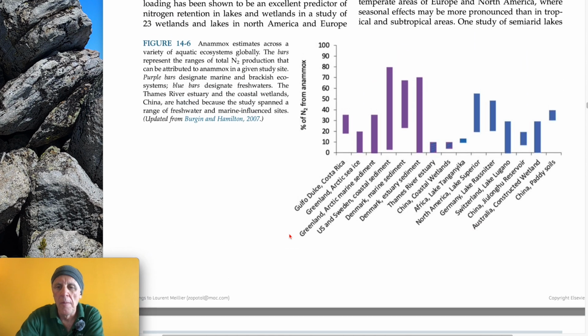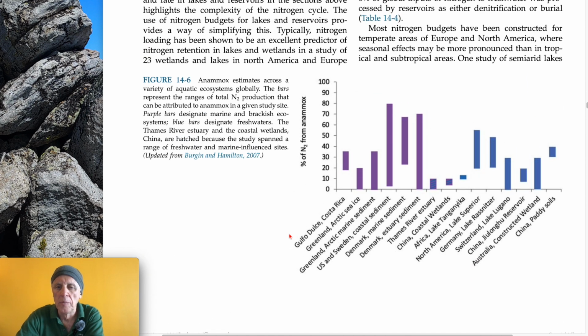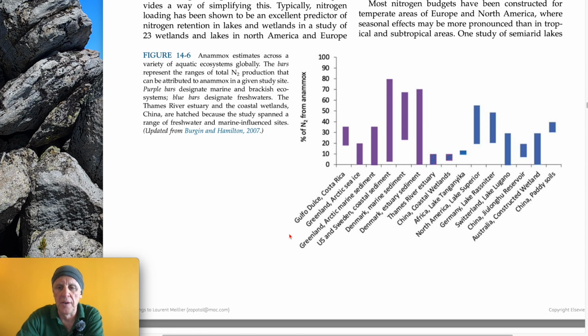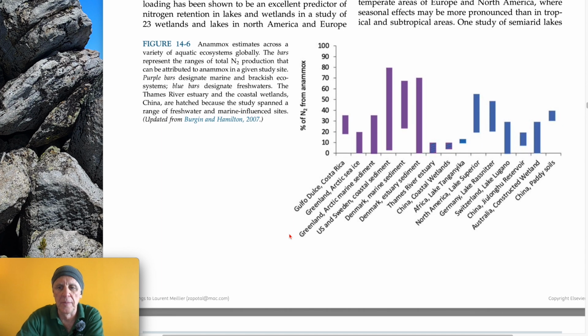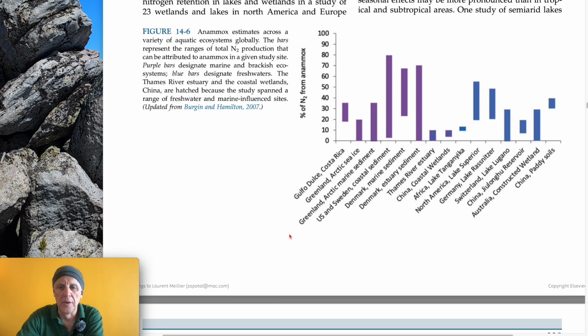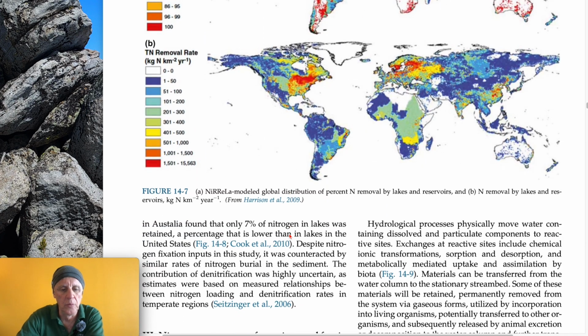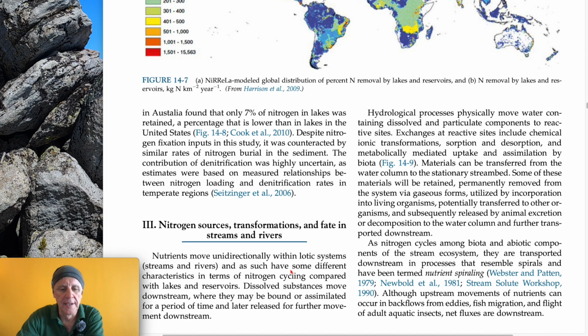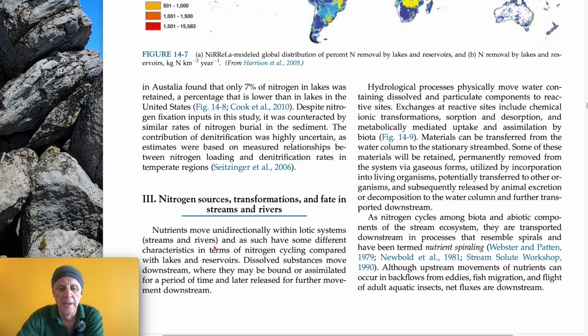Okay, let's see. So most nitrogen budgets have been constructed for temperate areas of Europe and North America, where seasonal effect may be more pronounced than in tropical and subtropical areas. So we already went through that. So let's move on to subchapter 3, nitrogen sources, transformation, and fate in streams and rivers.